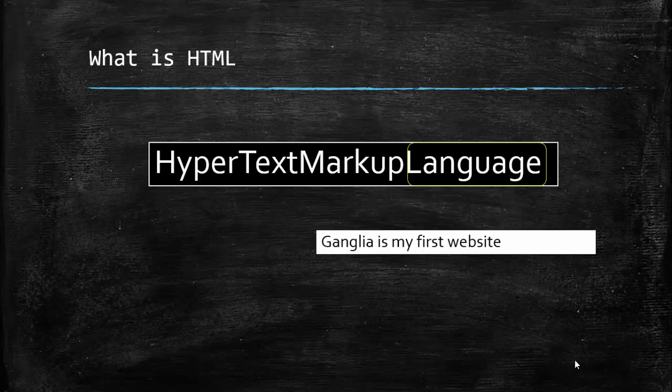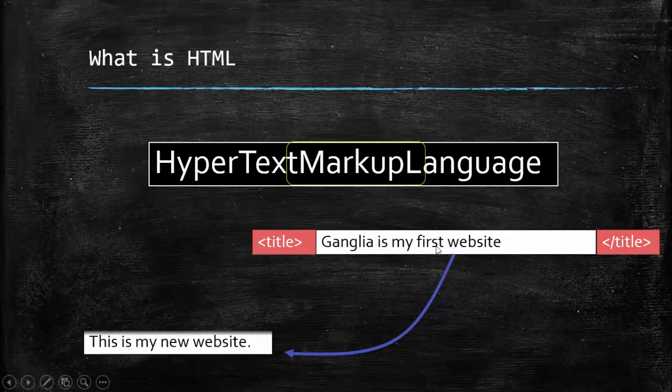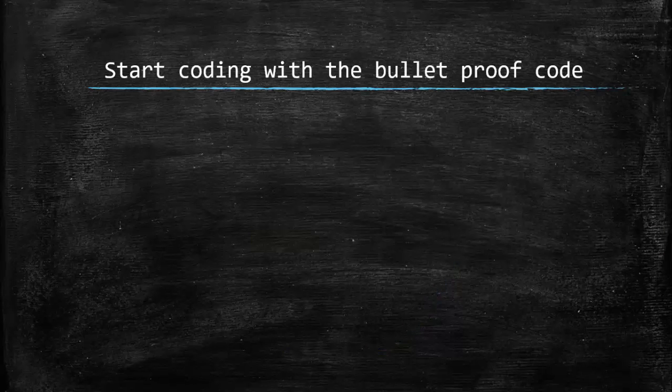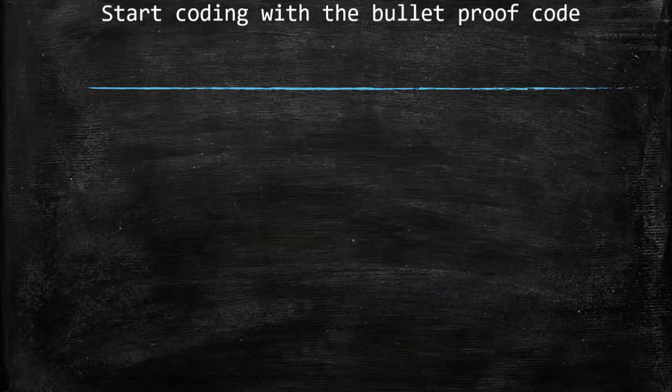So to signal the computer to show this message, we have to mark this up with some additional codes, which we call tags. So the human language marked up with some additional tags is called the markup language. Using HTML, you can link this text to another web page. Therefore, the text that is linked to another web page is called hypertext, and that is how hypertext markup language got its name. Let's start coding with the bulletproof code.